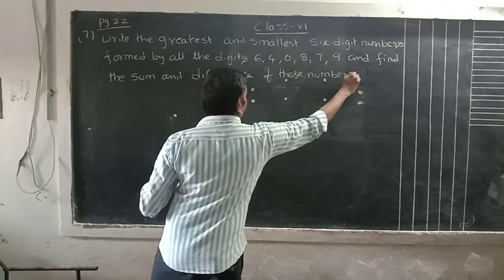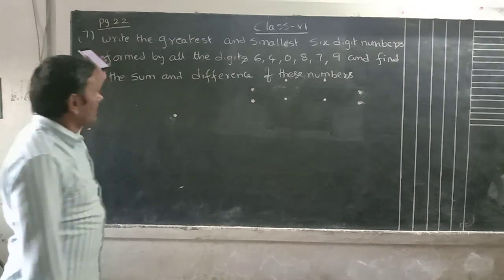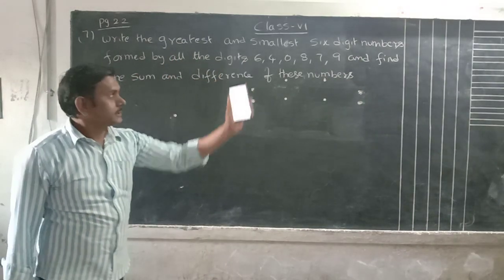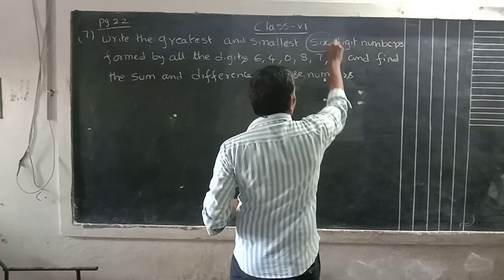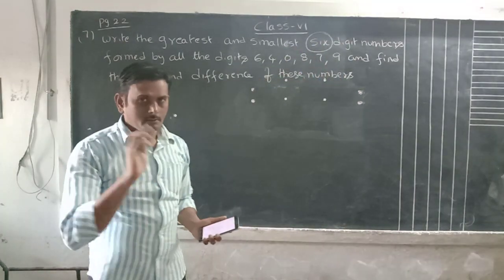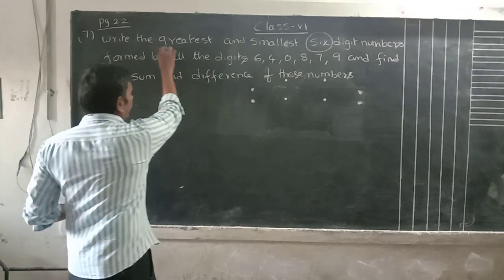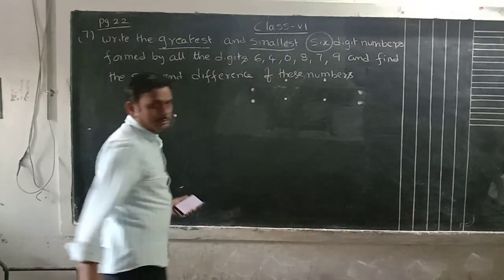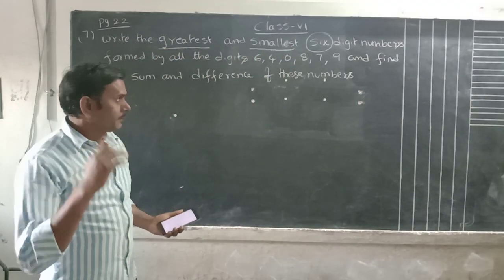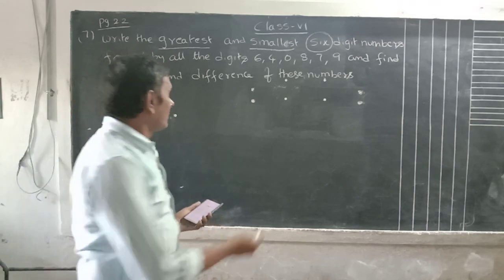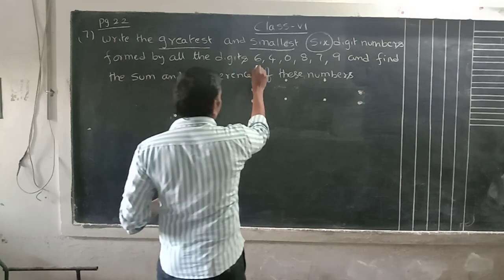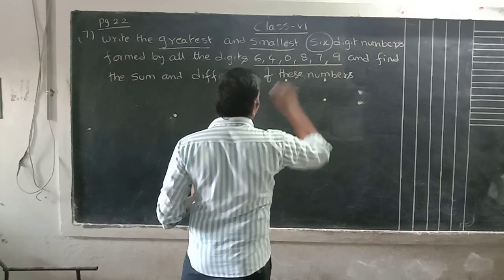Okay, what is the question given there? Write the greatest and smallest six-digit number. How many digits do we need here? Six digits. That means we have to prepare two numbers, one the greatest number and one the smallest number, formed by using all the digits.